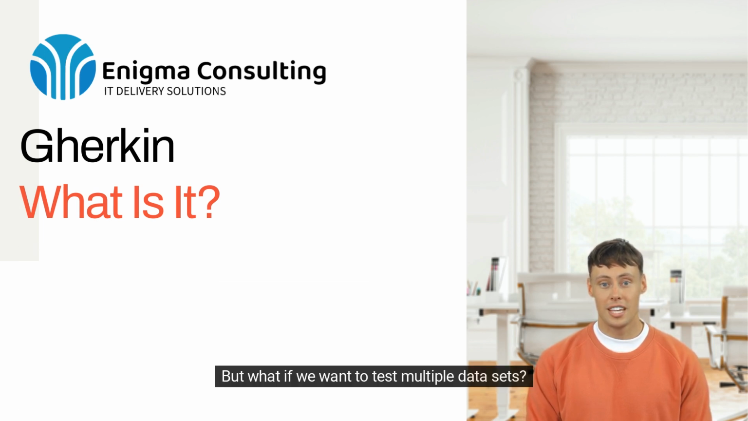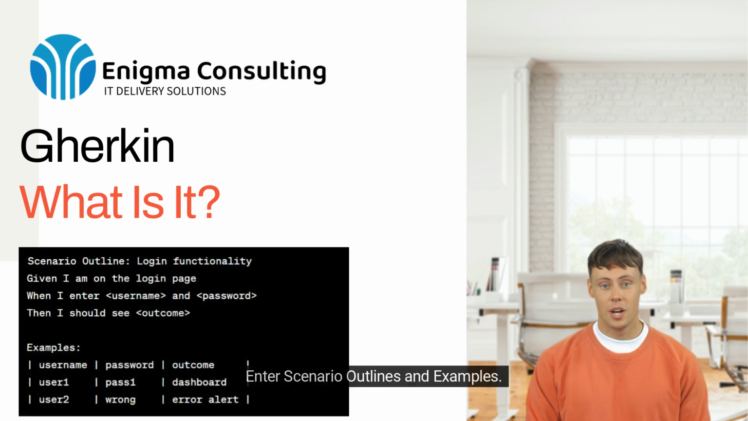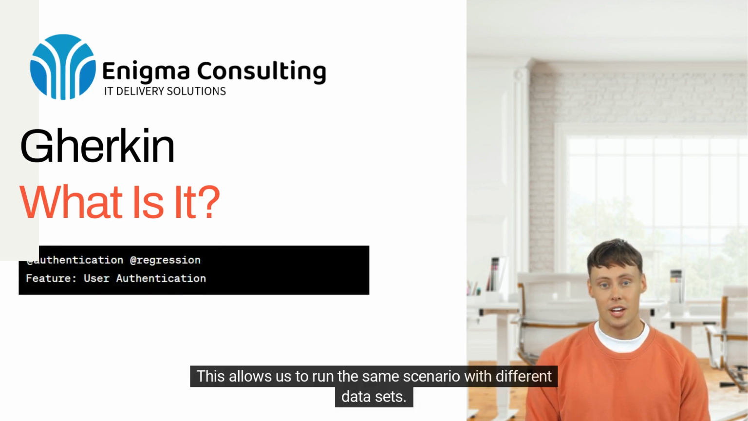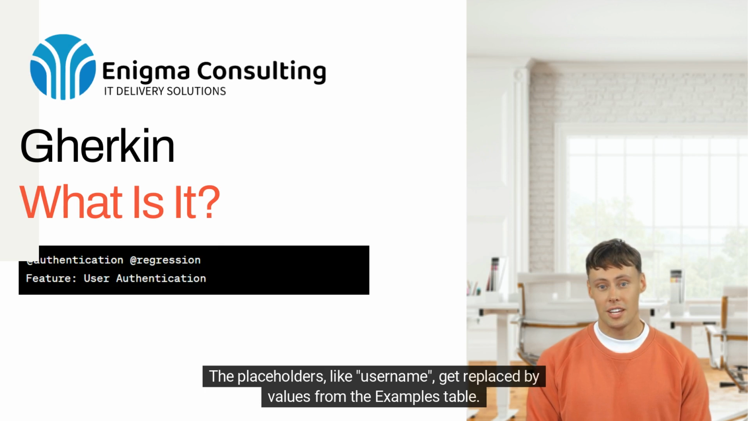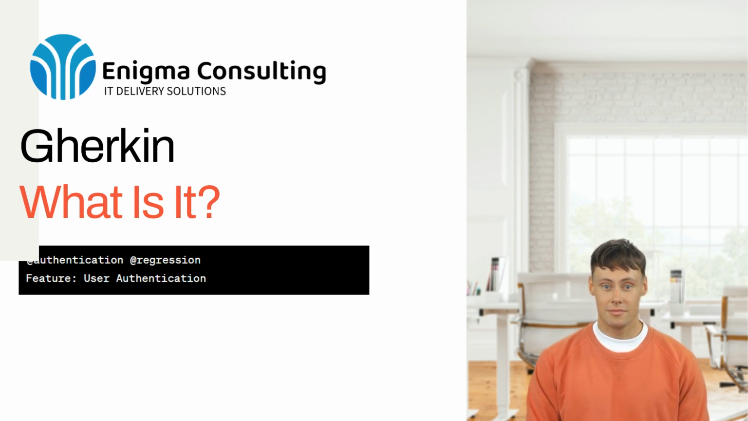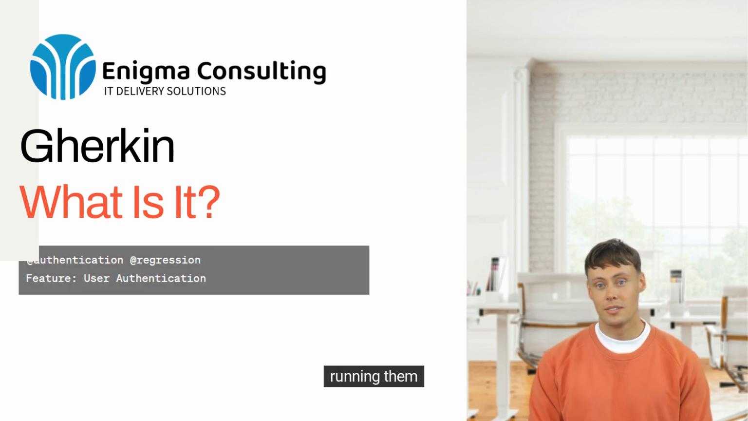But what if we want to test multiple data sets? Enter scenario outlines and examples. This allows us to run the same scenario with different data sets. The placeholders, like username, get replaced by values from the examples table. Additionally, Gherkin provides tags to categorize features or scenarios. These tags, like authentication or regression, can be used to group or filter tests, especially when running them.